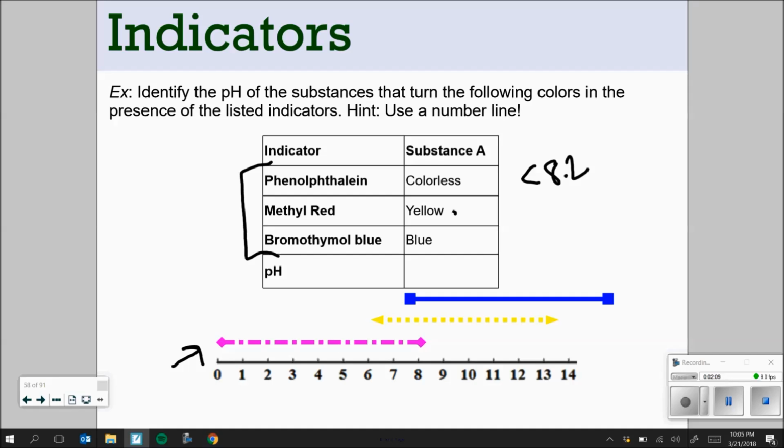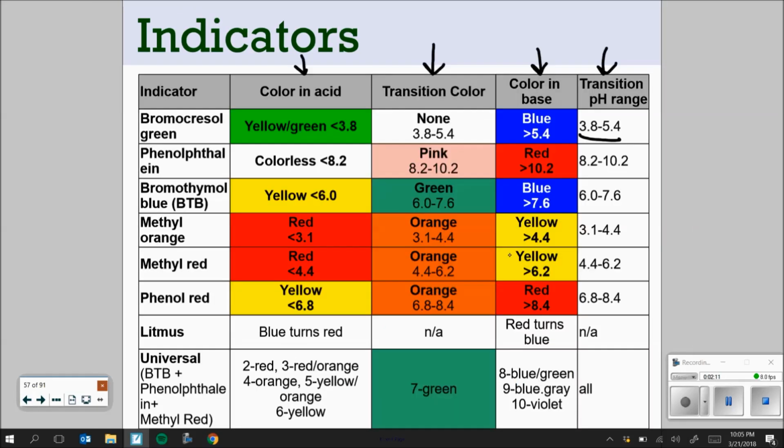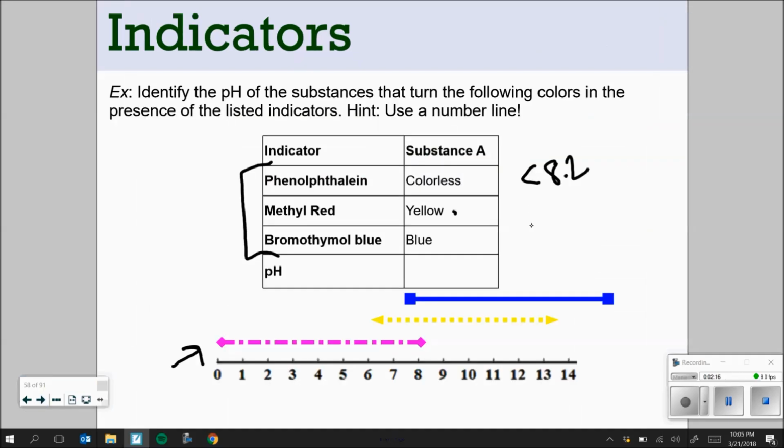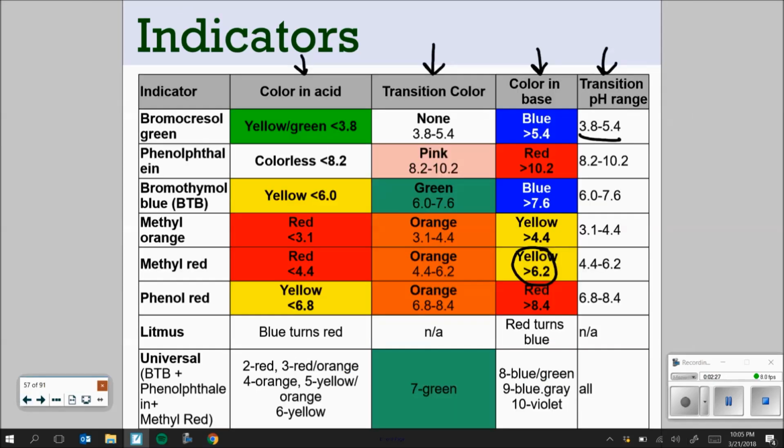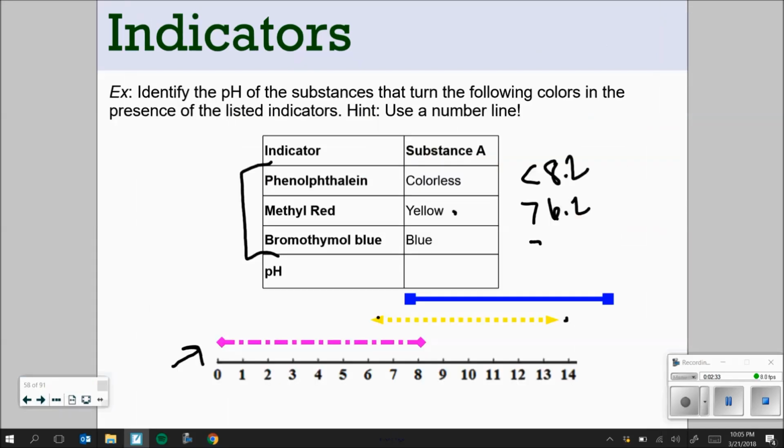Methyl red is yellow. So I'm going to go back. Methyl red is yellow when it's greater than 6.2. So I'm going to put this yellow right here, and it's greater than 6.2 and goes all the way up. Bromothymol blue is my final one. It's blue in color, and so that means it's got to be a pH of greater than 7.6. I've gone ahead and put this blue dash on my number line as greater than 7.6.